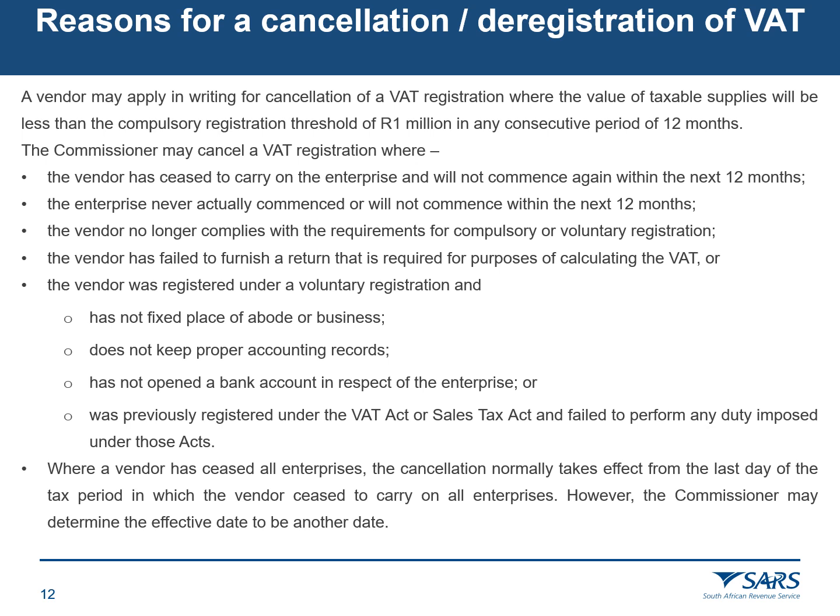Where a vendor has ceased all enterprises, the cancellation normally takes effect from the last day of the tax period in which the vendor ceased to carry out all enterprises. However, the Commissioner may determine the effective date to be another date.